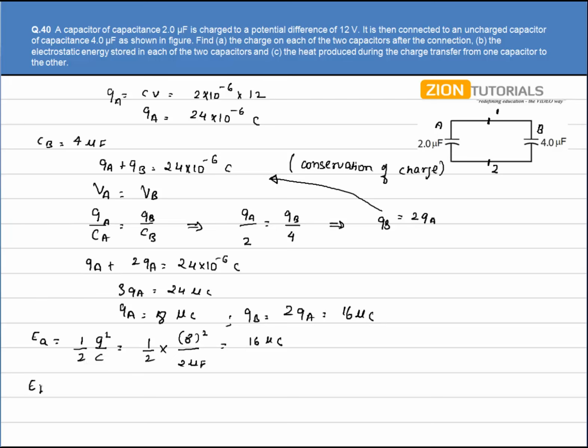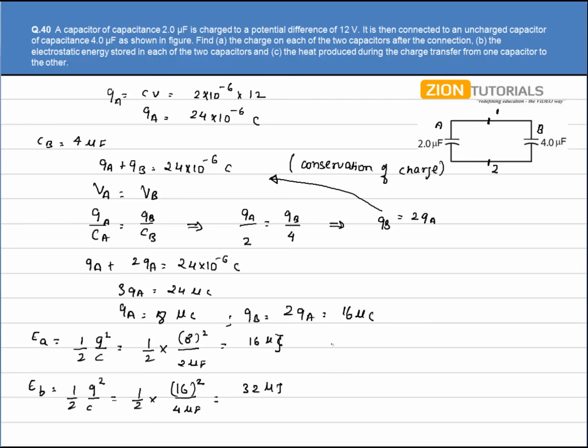Second, the energy of B is calculated by the same formula, half of Q square by C, where charge is 16 microcoulomb, squared, divided by its capacitance, that is 4 microfarad. So the answer comes out to be 32 microjoules.